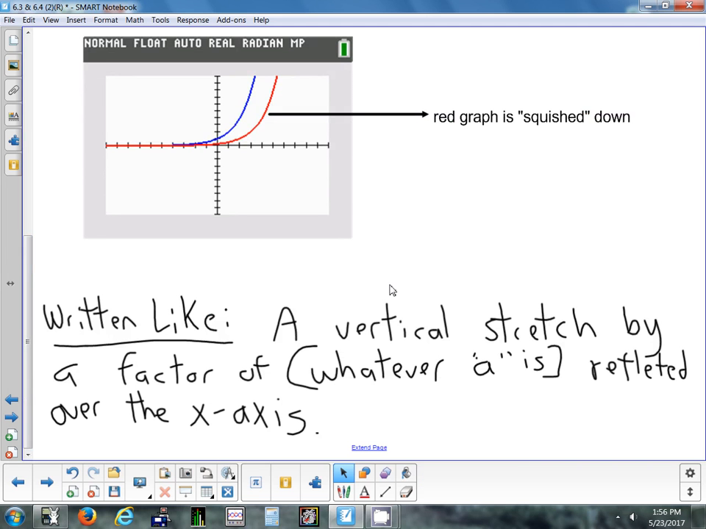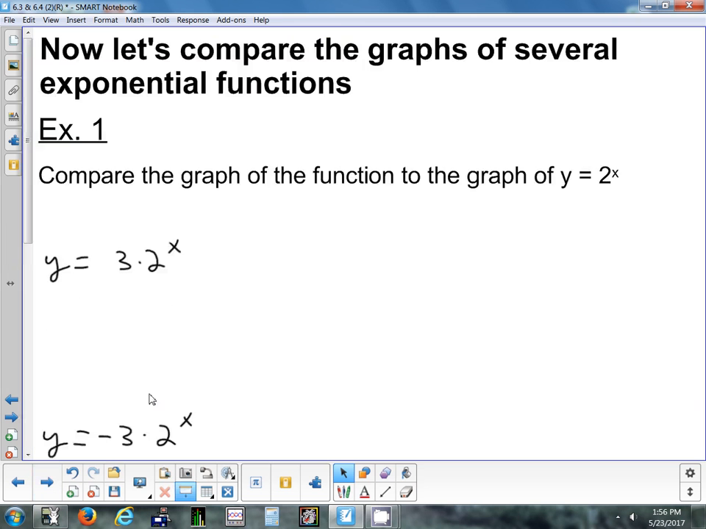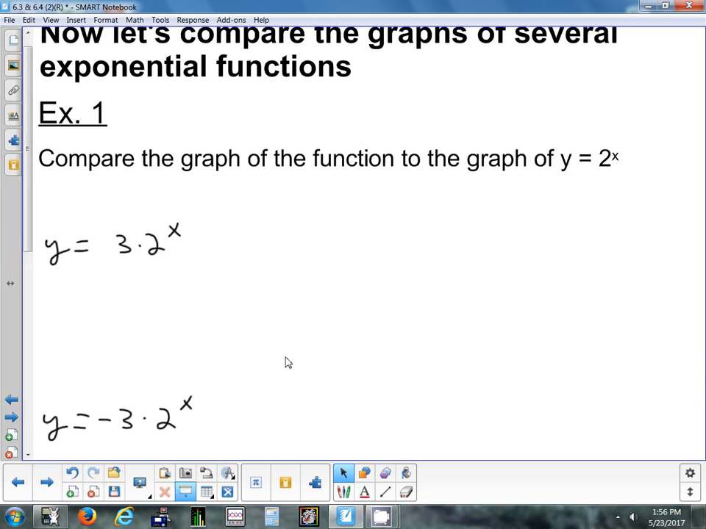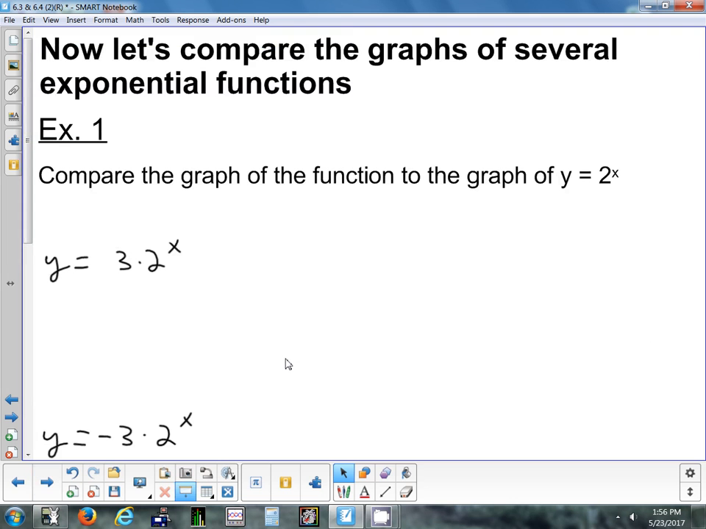So when you're writing these sentences, guys, ignore the negative sign. We don't care about that. We're not going to write that in our sentence. We don't need it. We're just going to write the positive number, and then by saying it's reflected, that takes care of the negative part. All right? So let's look at some.